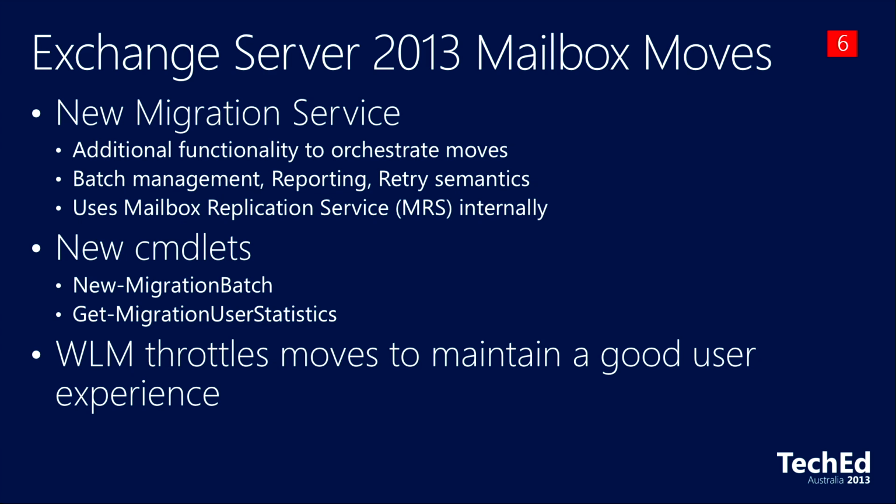Because we have a feature in 2013 called workload management. And workload management is very similar to the user throttling that we had in 2010. In fact, it does a lot of user throttling, but it also does system-wide throttling as well based on available resources. So even if you try to just jam a whole bunch of mailboxes through and move them as fast as you can, workload management might say, well, there's not really a whole lot of resources available to do the moves, and it could start throttling them back and slowing them down. So keep that in mind as well.